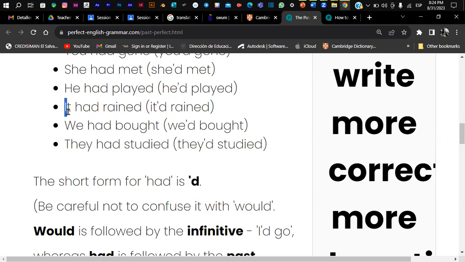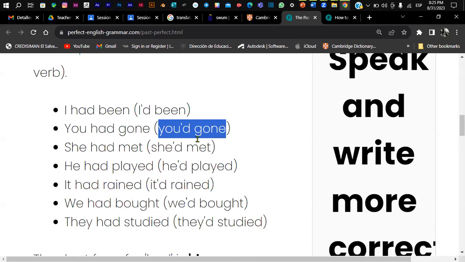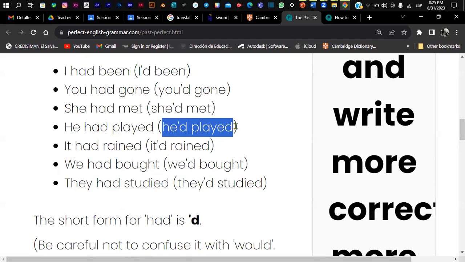It had rained. It rained. Remember, participle, it rained. D. All right. We had bought. With bought. And finally, they had studied. They'd studied. D. Okay. Very good. You can pronounce the contractions when using affirmative sentences or negative in the past perfect.